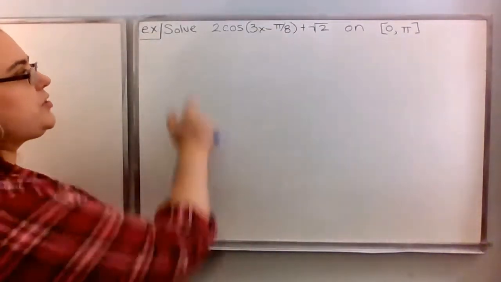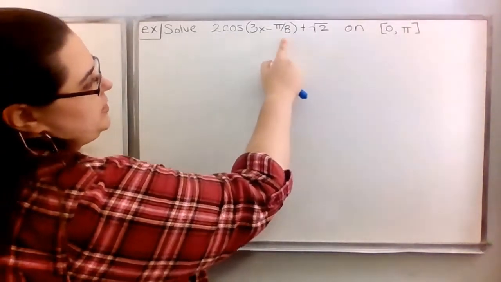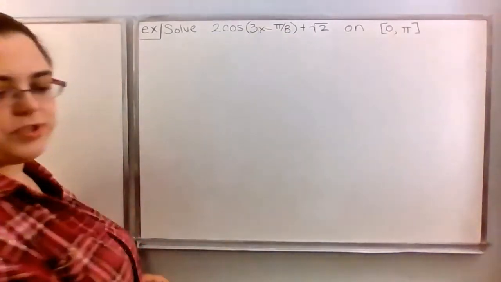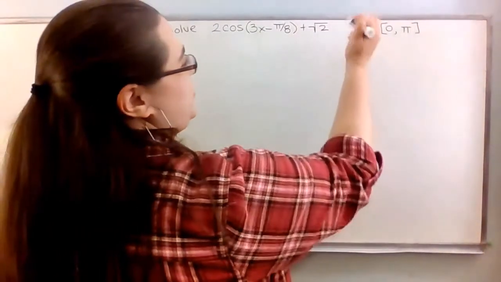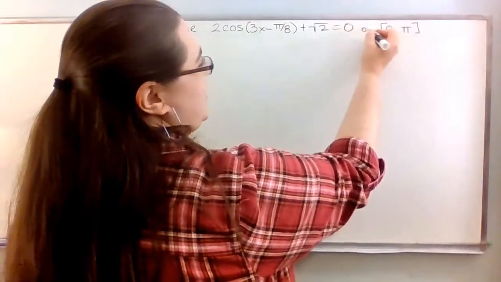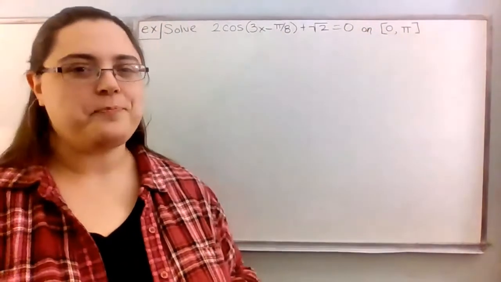So we're going to solve the equation 2 cosine of (3x minus pi/8), plus root 2. This would be helpful if it's a true equation, meaning it should be equal to 0. Forgot the equals part there, on the interval from 0 to pi.